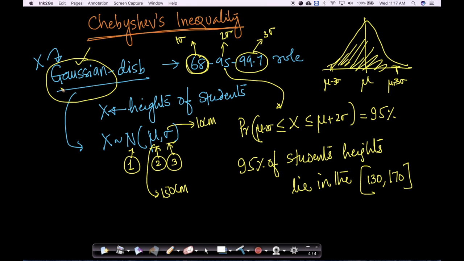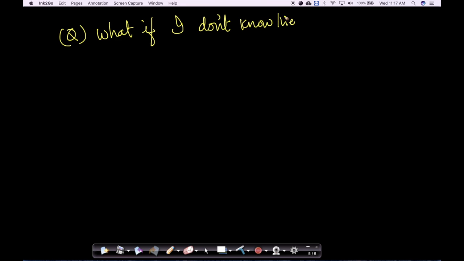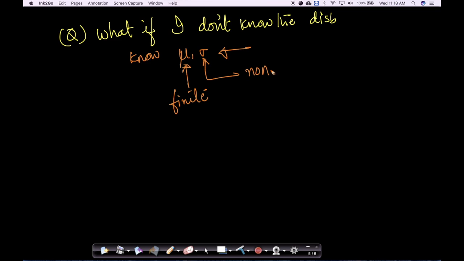Now comes the big question. This is a very important property of the Gaussian distribution. Here is the big question: what if I don't know the distribution? I don't know that it is Gaussian. But let's assume that I know the mean and the standard deviation. And I know for sure that the mean is finite and the standard deviation is non-zero and finite. If you recall, finite mean and finite variance, we discussed in the central limit theorem.